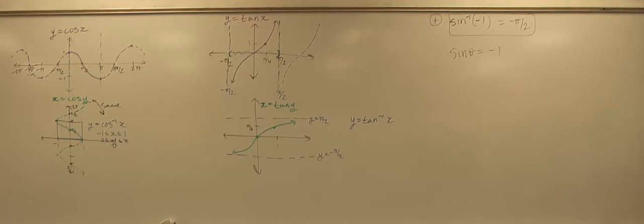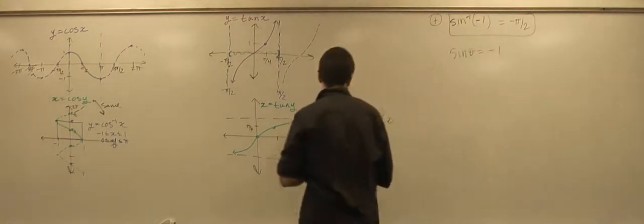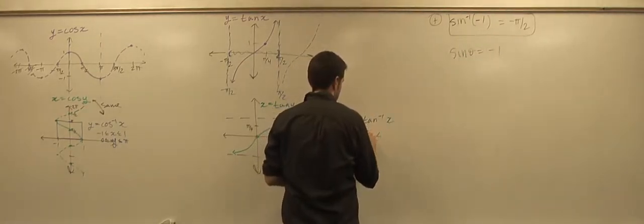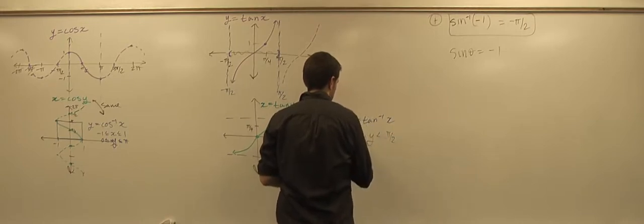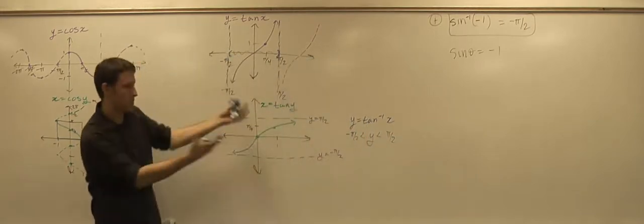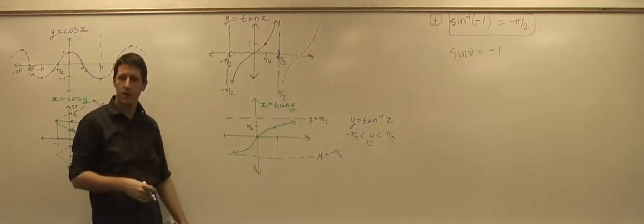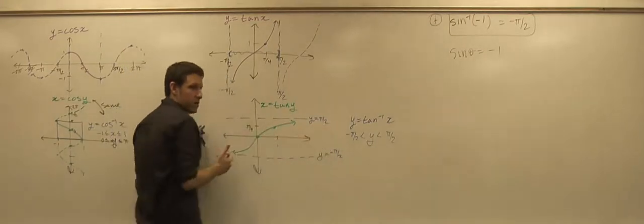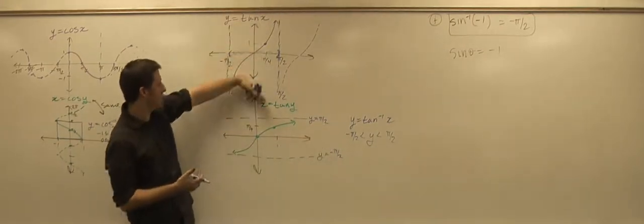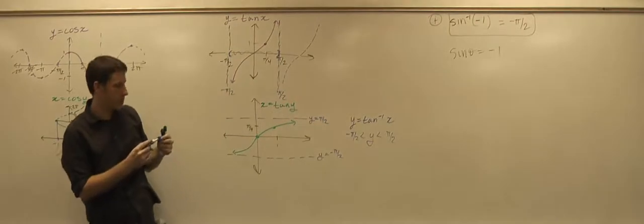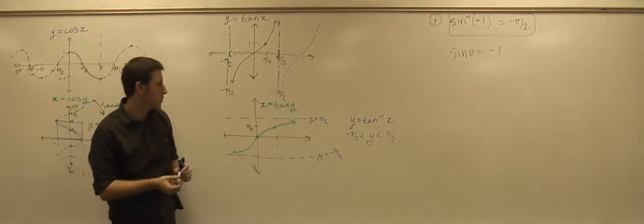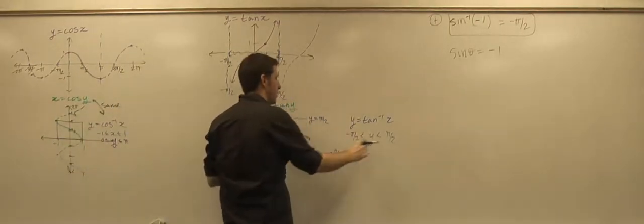Why is there no x? Why do you think there's no x restriction? Look at the picture. X goes on forever. X goes on forever here. Because y goes on forever in the original. So for the tan inverse, this is the only thing you have to worry about.